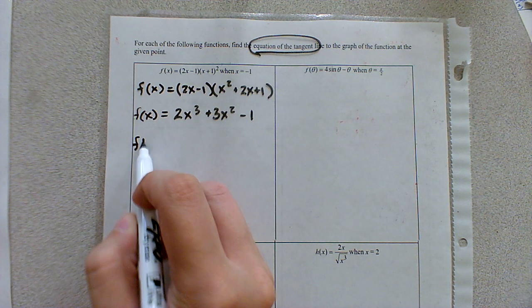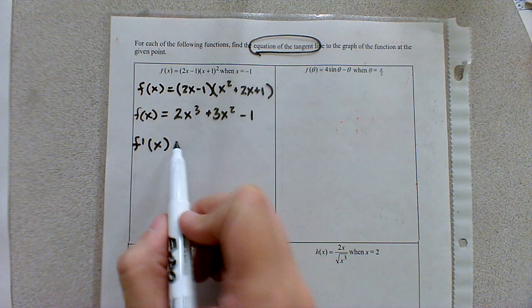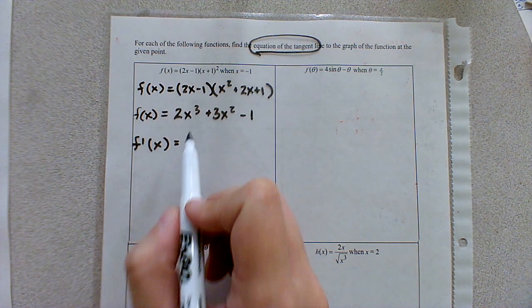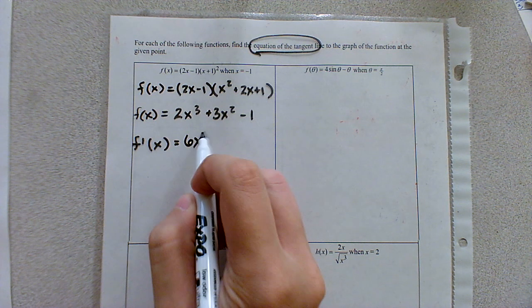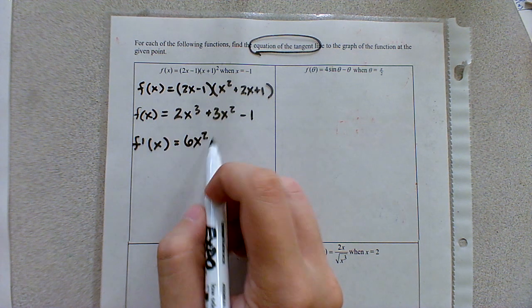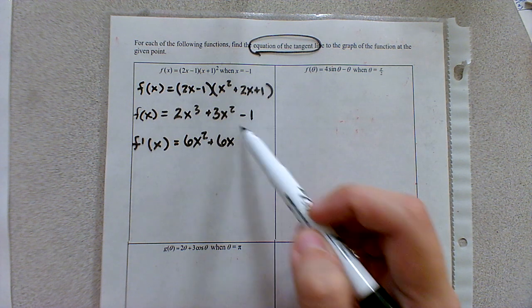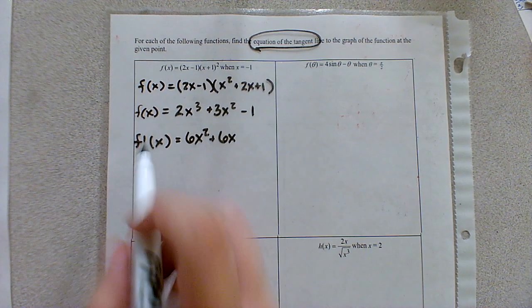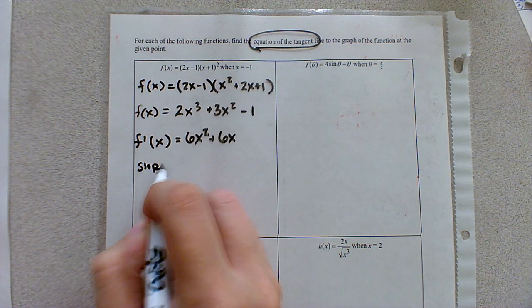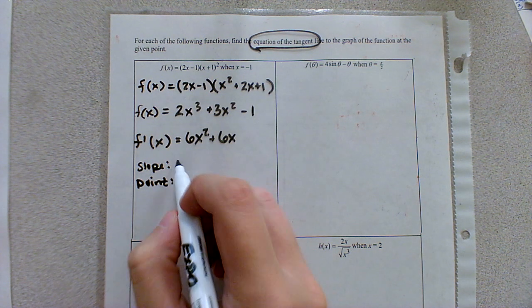So from here, we should be able to take the derivative, and that's when we're going to use our f prime notation, and we'll go ahead and apply our power rule. So power rule on the first term would change to 6x squared. Power rule on the second term would just be a 6x, and the derivative of a constant is 0. So here's our derivative. We can go ahead and use that to our advantage to find our slope to help us write the equation of a tangent line.